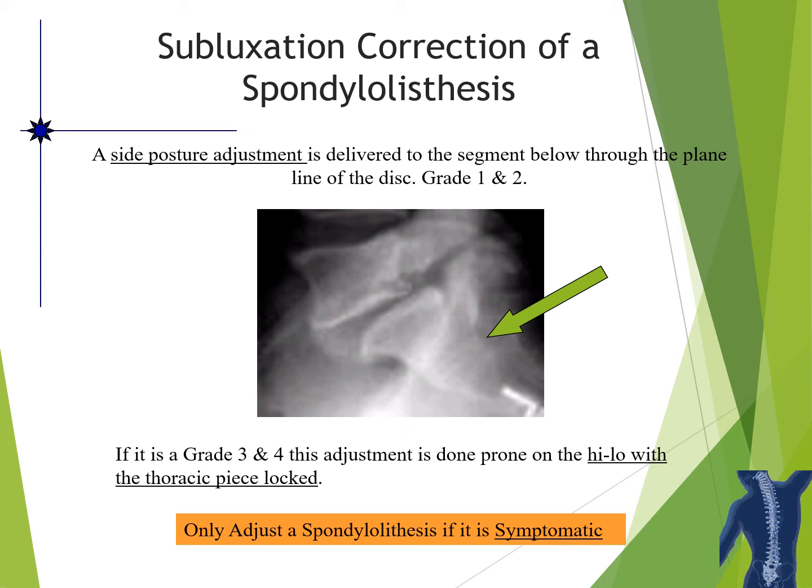In this case, you can have spondylos up higher in the spine. So if there was a spondylo at L4, then we would contact L5 and push that P to A and through the disc plane line of the L4, L5 disc, whatever it may be.